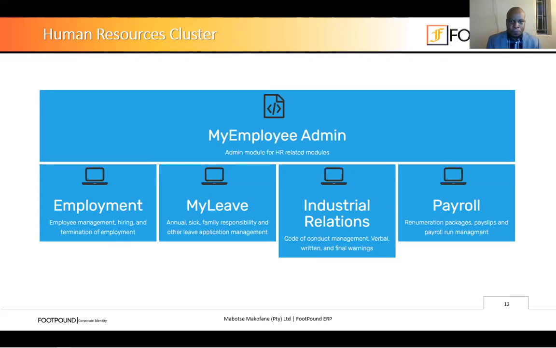Then there's the FootPound industrial relations module. That module we use to enforce your code of conduct. So with this module, you can issue CCMA compliant written warnings, final warnings, and also hearings, right? So that's our FootPound industrial relations module. And the last module that we have there is the FootPound payroll module. The FootPound payroll module manages your employees' payroll.